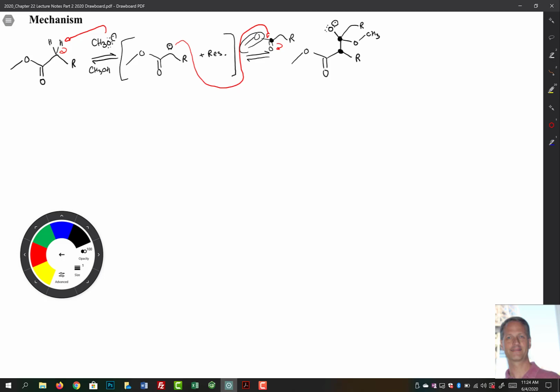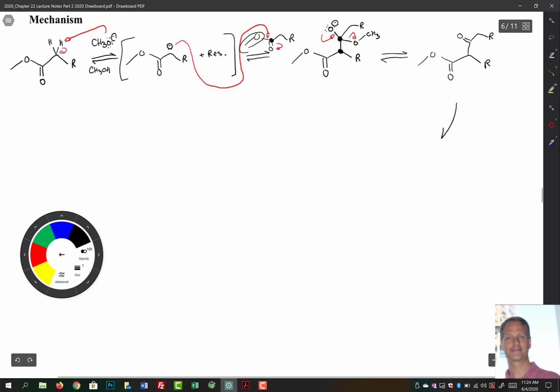Okay, so at that point in time, we're getting closer. This is like a tetrahedral intermediate. So we're going to come over here, and we're going to kick off methoxide. All right, so what that's going to give us here is our oxygen, carbonyl, R group, carbonyl, R group. And we're really just about done. There's only one thing to point out here.